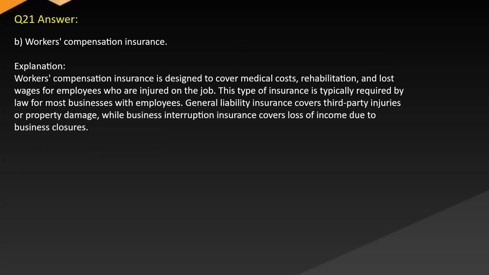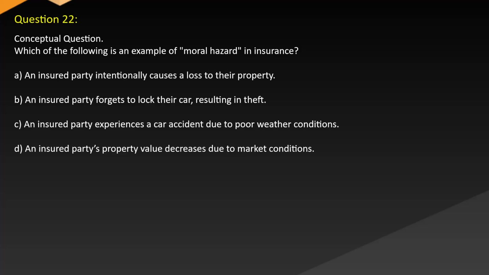Answer: B. Workers' compensation insurance. Explanation: workers' compensation insurance is designed to cover medical costs, rehabilitation, and lost wages for employees who are injured on the job. This type of insurance is typically required by law for most businesses with employees. General liability insurance covers third-party injuries or property damage, while business interruption insurance covers loss of income due to business closures.